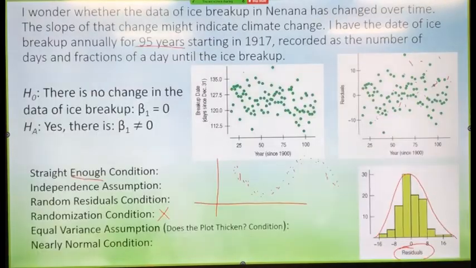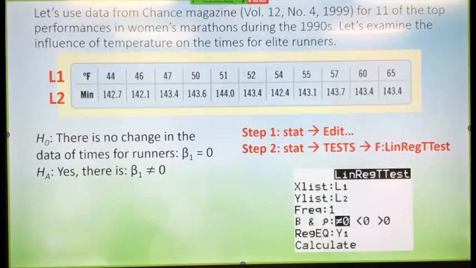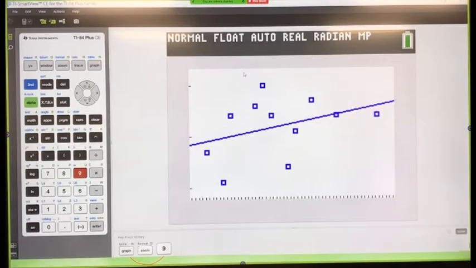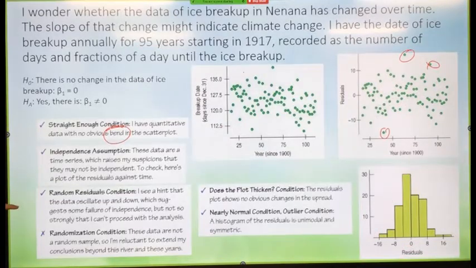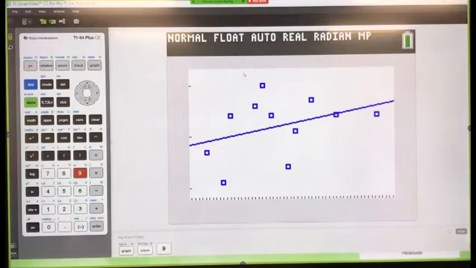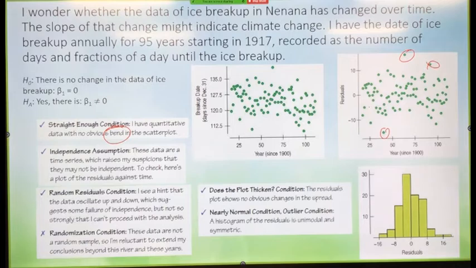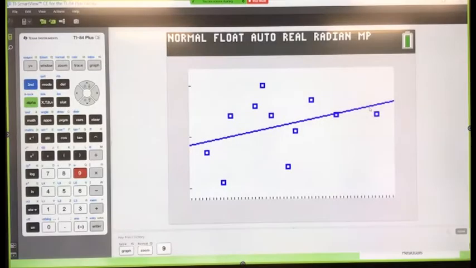Let's see. Random residuals condition, randomization condition. It didn't pick random runners, it picked the top ones, so it kind of fails there with my randomization. Right? And the residuals, we'll have to run a residual chart here in a minute to check on that. So this is on pause. Does the plot thicken? A little bit. I mean, it is thicker out here and it kind of narrows a little bit, but we'll check the residuals as well. And the normal condition, outlier. So a lot of these deal with graphing the residuals.